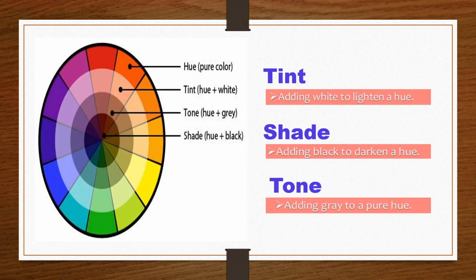So students, now we will learn about three terms, that is tint, shade and tone. So first term is tint, adding white to lighten a hue. Second is shade, adding black to darken a hue. And third one is tone, adding gray to a pure hue. So you can see in the picture also it is given to you, hue is pure color. When we add white to it, we will get tint. When we add gray to a pure color, we will get tone. And when we add black to a pure color, we will get shade. So this is all tint, shade and tone.